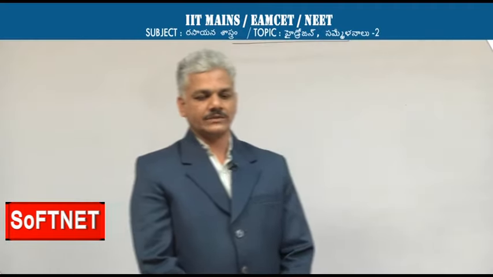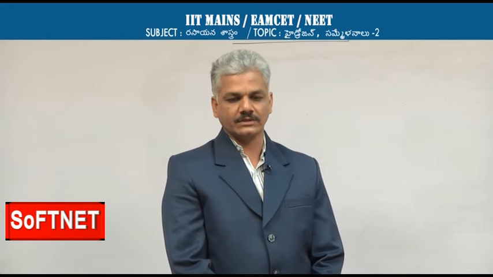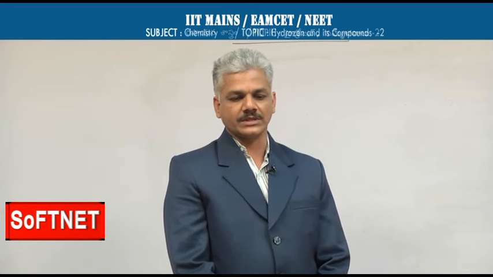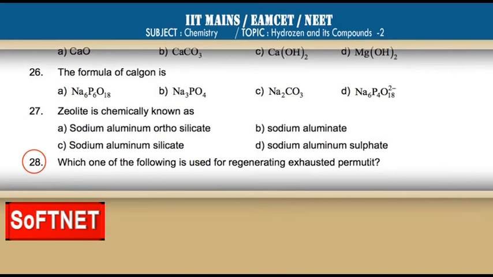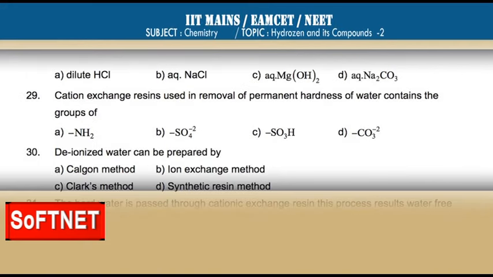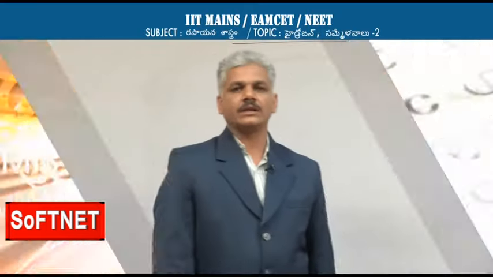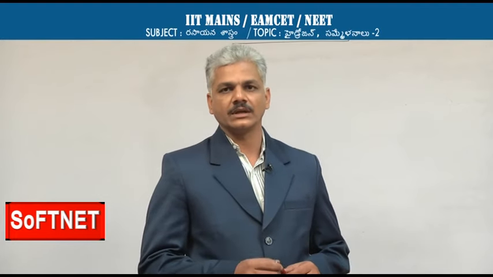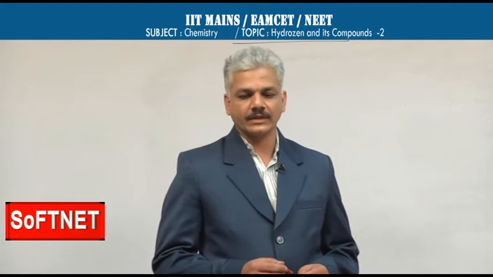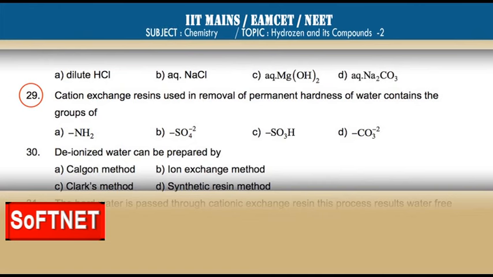28th question. Which one of the following is used for regenerating exhausted permutit? Exhausted permutit is regenerated by washing with a brine solution, that is aqueous sodium chloride solution. So the correct option is B. Cation exchange resins used in removal of permanent hardness of water contain acidic groups. In the given options, the acidic group is the sulfonic group, that is C.